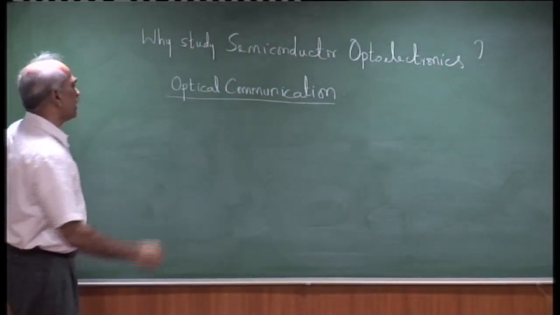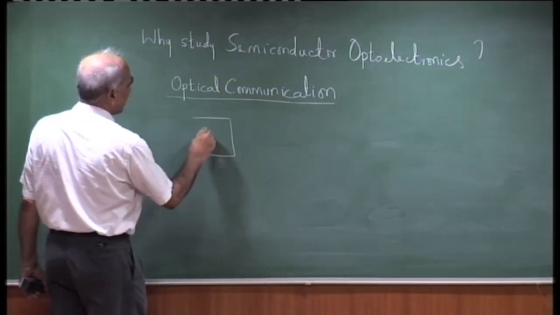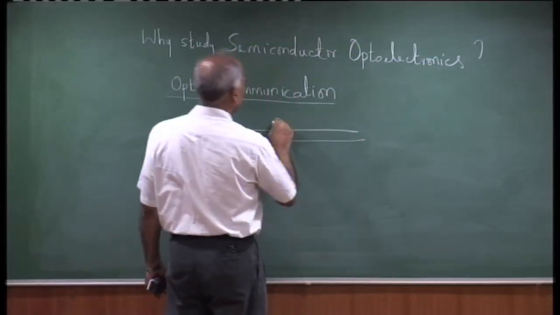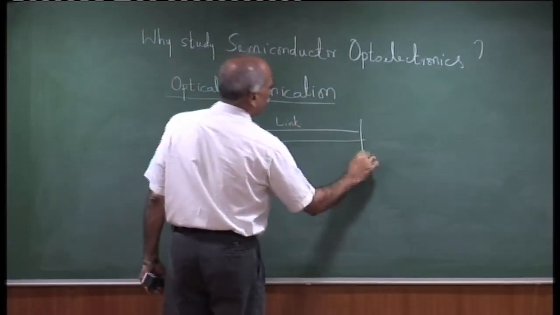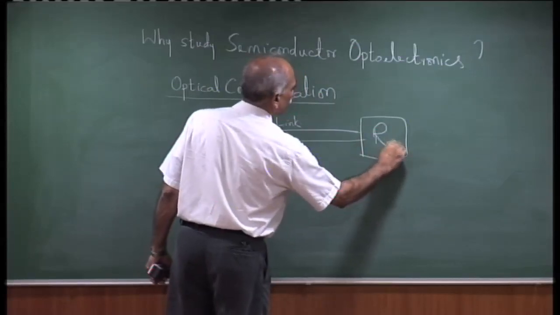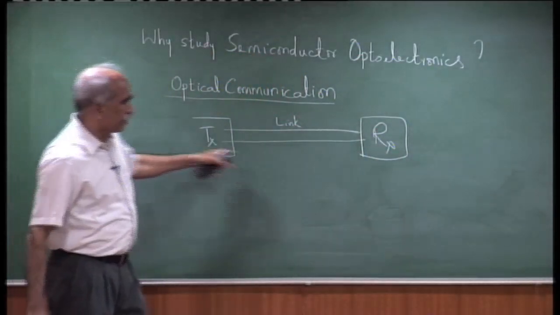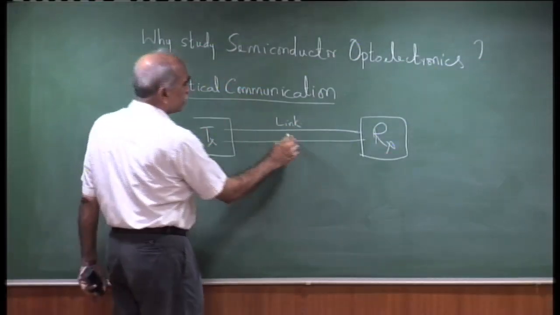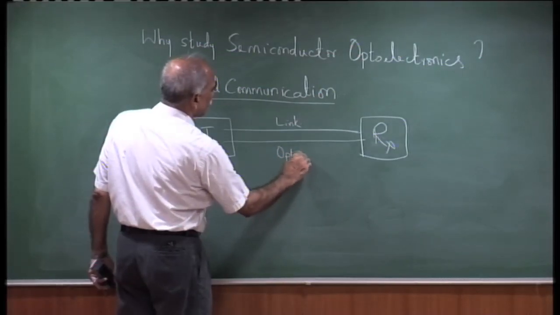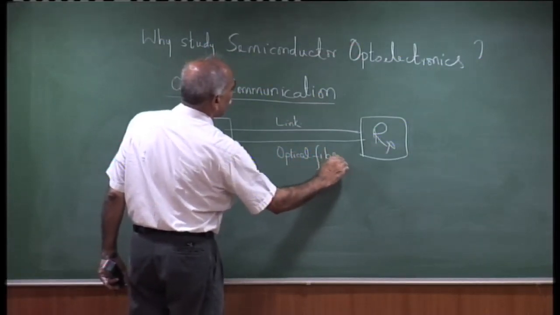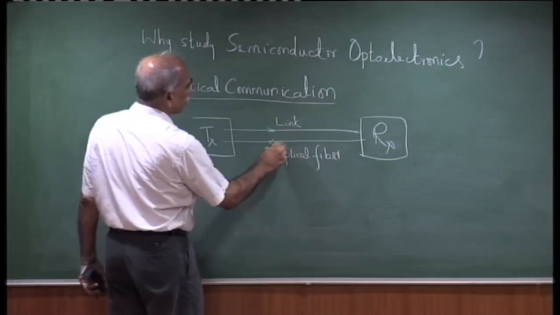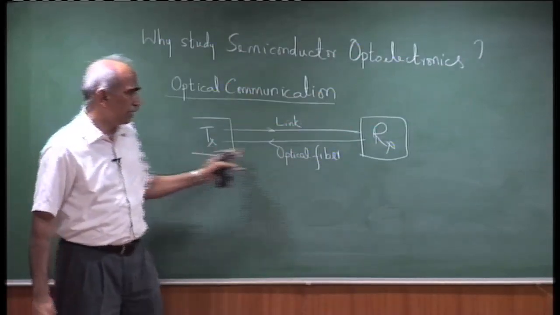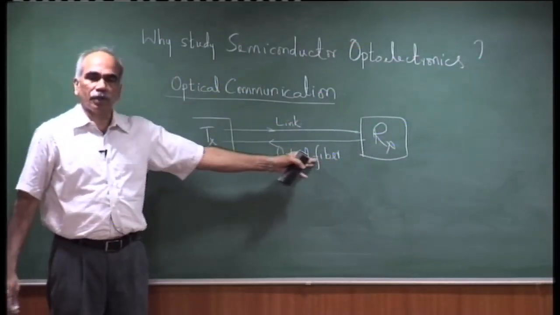If you take a simple optical communication link, then you have a transmitter, a receiver, and the communication link. If it is optical fiber communication, then this link is an optical fiber. It could be a two-way link. So then it becomes optical fiber communication: transmitter, receiver and optical fiber.